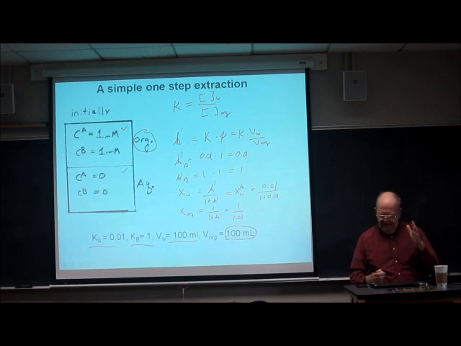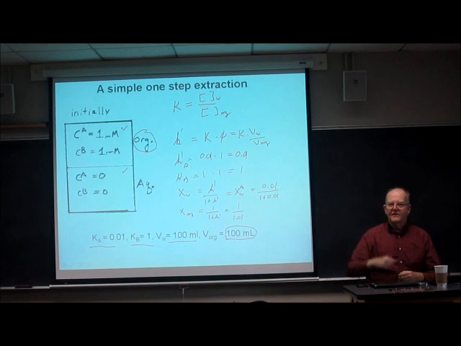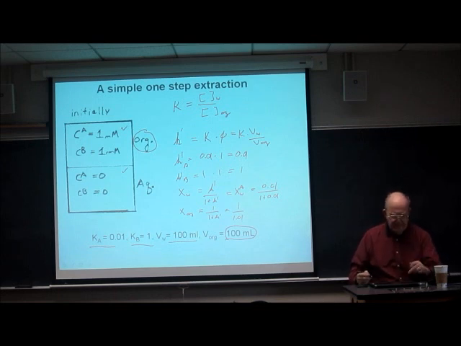Now, I'm not going to bore you doing the B, because K prime is 1. So we have K prime over 1 plus K prime. 1 over 2 is a half. 1 minus a half is a half. So what happens here, looking at these numbers, is that very little of the A goes into the water phase. Very little. But half of the B goes into the water phase.